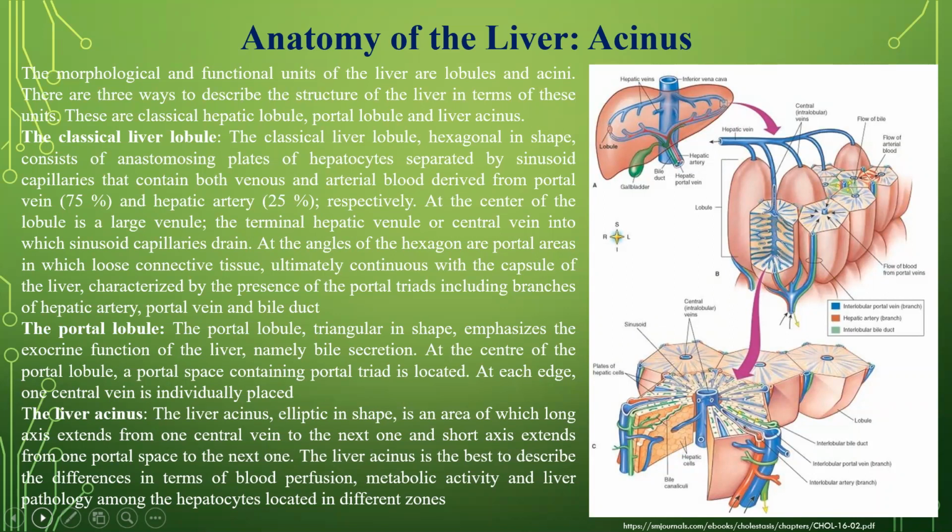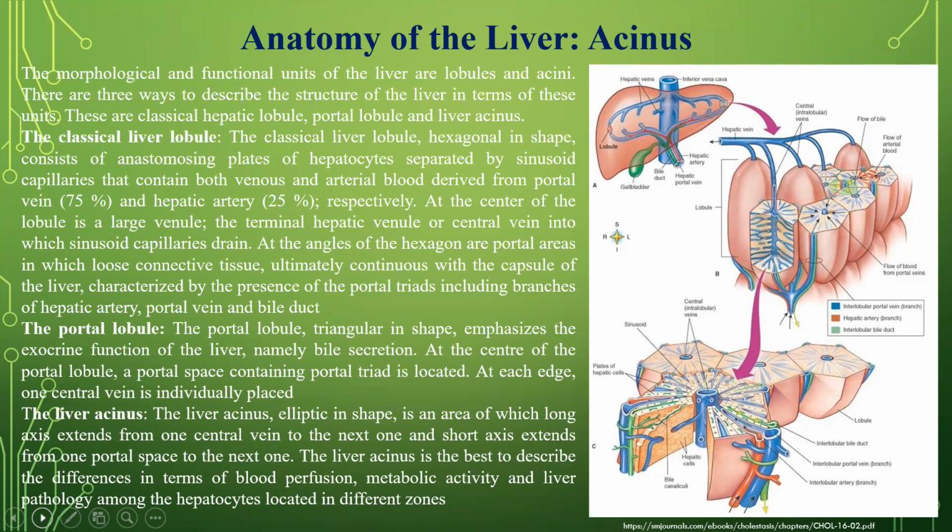The morphological and functional units of the liver are lobules and acini. There are three ways to describe the structure of the liver in terms of these units: the classical hepatic lobule, the portal lobule, and the liver acinus. The classical liver lobule, hexagonal in shape, consists of anastomosing plates of hepatocytes separated by sinusoid capillaries that contain both venous and arterial blood derived from the portal vein and hepatic artery, respectively.